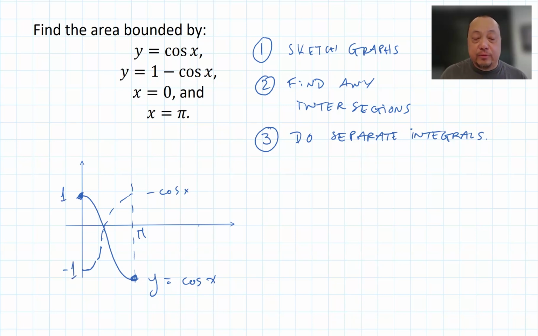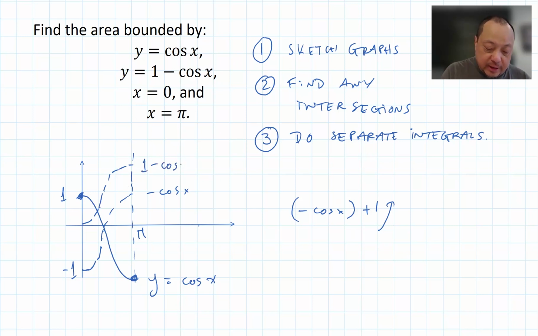And it's at -1. Well, 1 minus cosine x means negative cosine x plus 1. That means I'm going to shift it up by 1 because the y value goes up by 1. So I'm going to shift this up by 1. And I end up with this curve. So that's 1 minus cosine x. And it goes all the way up to 2.